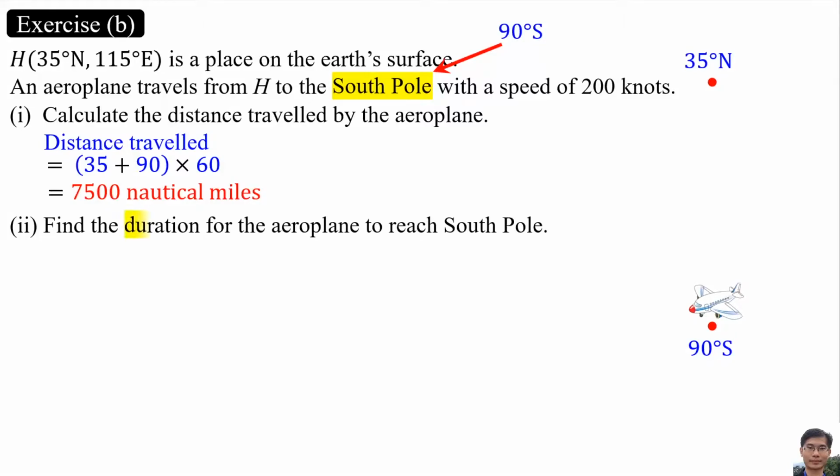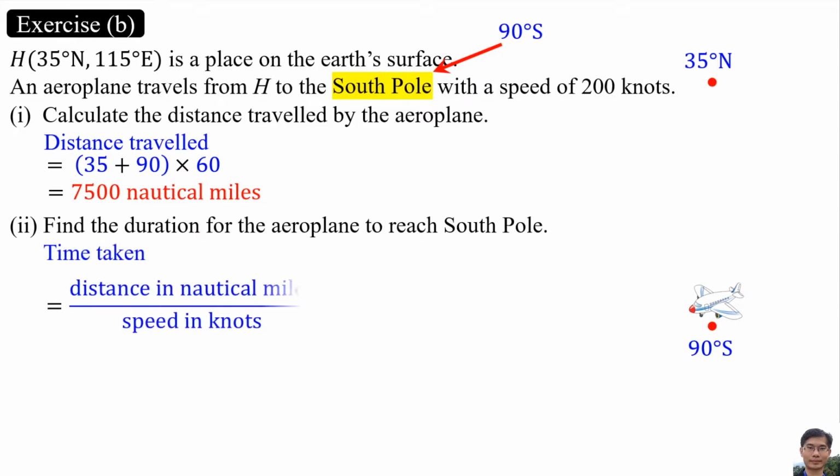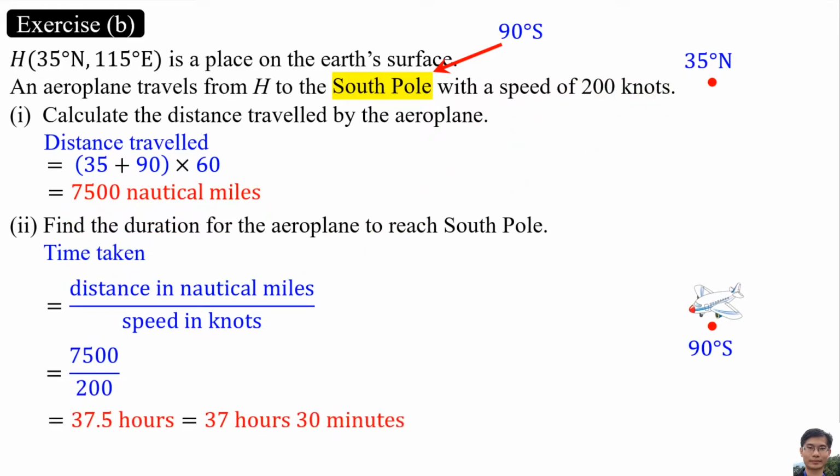Find the duration for the aeroplane to reach South Pole. Duration means the time taken. So the formula is distance in nautical miles divided by speed in knots. The distance is 7,500 and the speed is 200 knots. So the time taken is 37.5 hours or 37 hours 30 minutes.